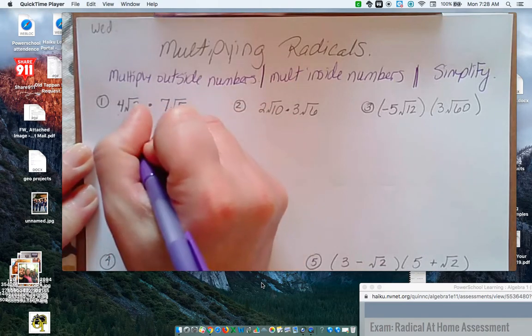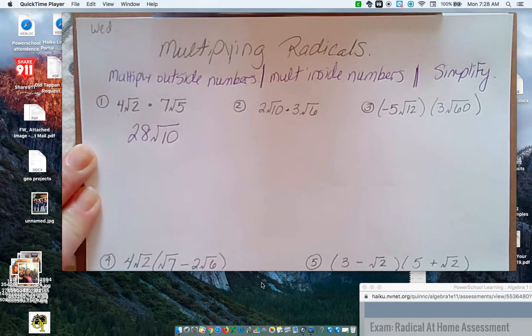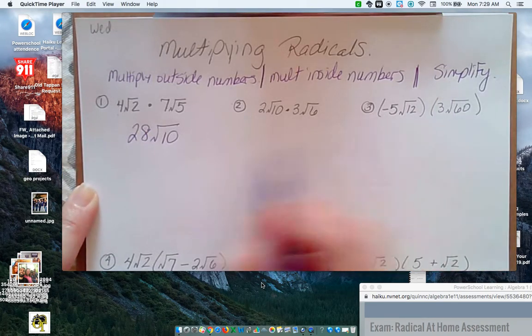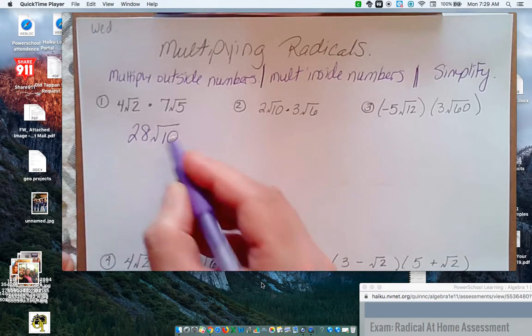Outside numbers, 28. Inside numbers, radical 10. At this point, we try and simplify, so you look at your radical. If there's a perfect square that's a factor of this number, then you can simplify more. Turns out that we can't, so we are done.